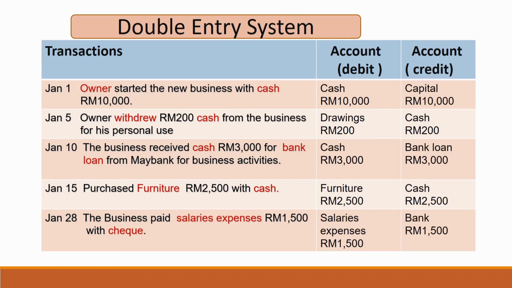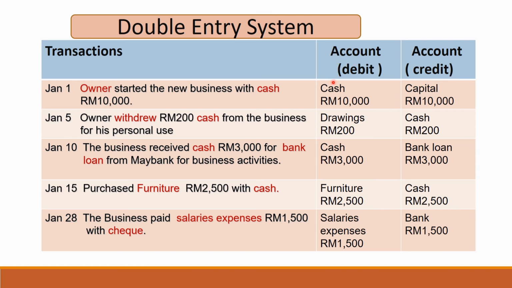This is the conclusion of what we just recorded from the transactions. There were 5 transactions just now. And when we look at the transactions, there are 2 accounts involved. One account debited and one account credited. So this is the transaction just now. We make a conclusion that double entry system will involve at least 2 accounts.